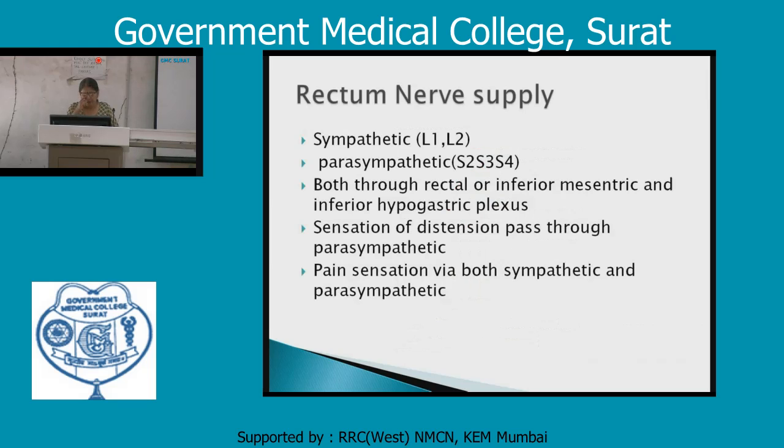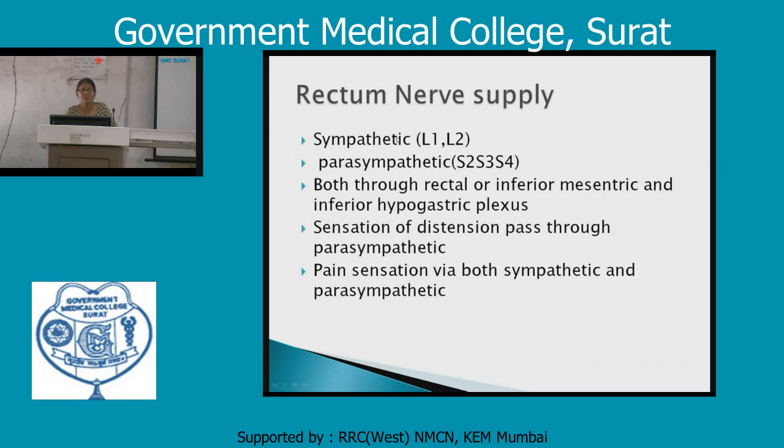Now the nerve supply of the rectum. It is supplied by autonomic nerves. Sympathetic fibres are from L1, L2 segments, and parasympathetic from S2, S3, S4 through the pelvic splanchnic nerves. Both are supplied through the rectal, inferior mesenteric and inferior hypogastric plexuses. So this is the autonomic nerve supply.